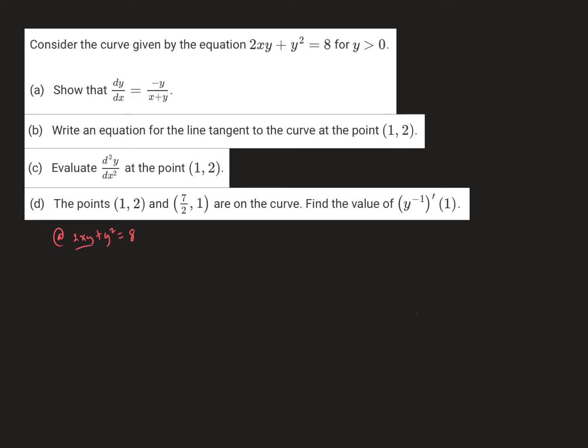For this part, I'm going to use the product rule. 2x times the derivative of y with respect to x, plus y times the derivative of 2x with respect to x, plus y squared, which would be 2y, but the y doesn't agree with the x, right? So you have to chain in dy dx, and the derivative of 8 is 0. So now I want to get dy dx by itself, so I'm going to factor it out of the terms that it has, and move this one to the other side.